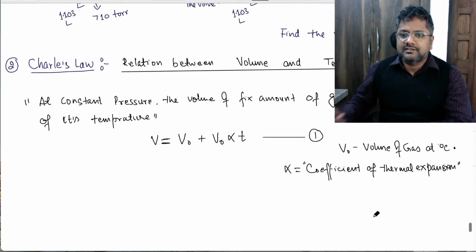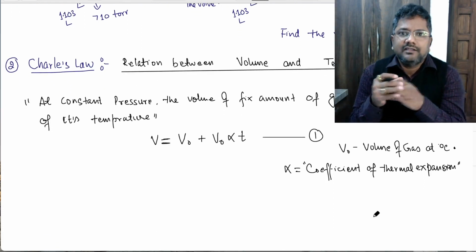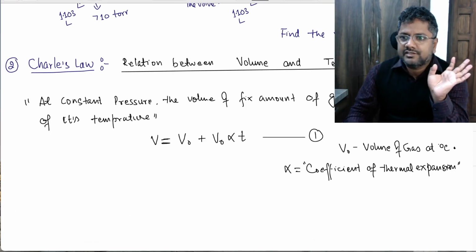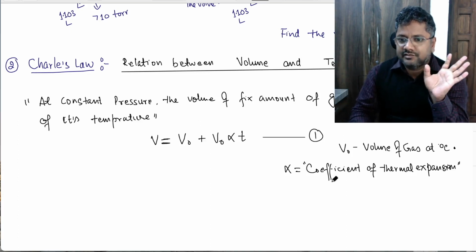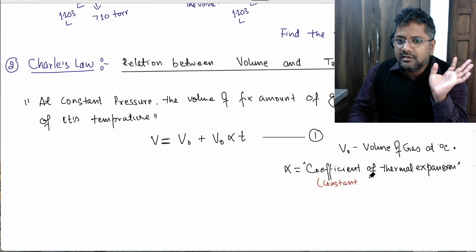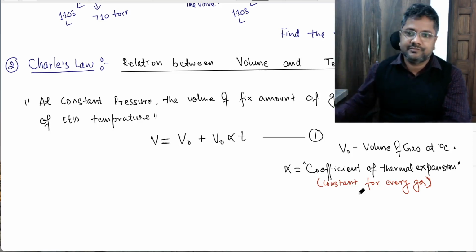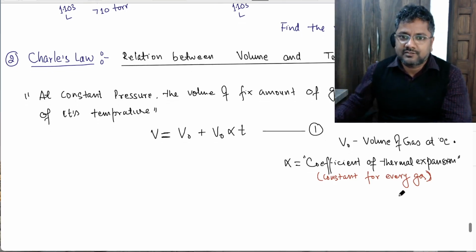One more thing that is found experimentally is that this alpha is constant for every gas. It is not dependent on the nature of the gas. So it is constant for every gas, right? But this holds if the gas behaves ideally. If the behavior is not ideal, then this is not equal for all the gases. So alpha is the coefficient of thermal expansion.